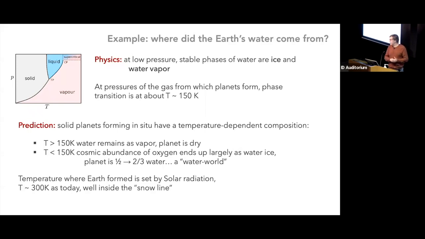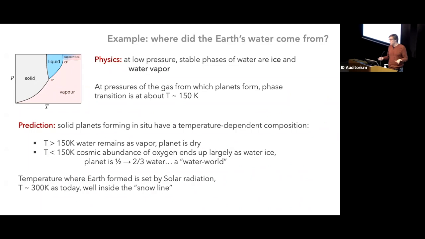Now, convert that to how things go for the Earth. You need to know what the temperature is where we are in the solar system before the Earth formed, when there was just gas and dust in orbit around the sun. That temperature would still be set by the same physics that sets the temperature on Earth today, the strength of sunlight at some early stage in the sun's evolution. So it would be, roughly speaking, the same as it is today, 300 Kelvin. So we would say that the Earth is well inside the snow line. We're in this dry region of the planetary system.